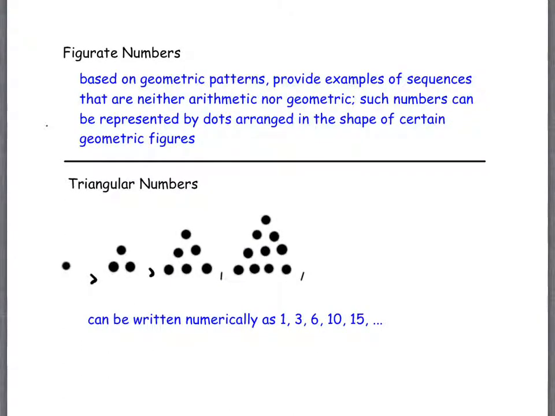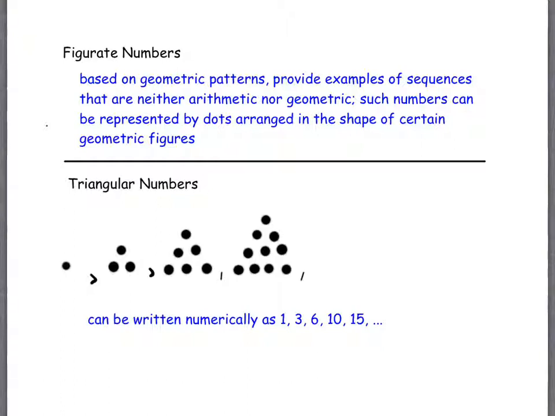Today we're going to finish section 1.2, and we had gotten through the idea of looking at geometric sequences and arithmetic sequences. We talked about the Fibonacci sequence, and we looked at some others that don't have any of those kinds of patterns that we deemed as neither for the moment. The other type of thing we're going to look at in this section are called figurate numbers. These are based on geometric patterns, and they provide examples of sequences that are neither arithmetic nor geometric.